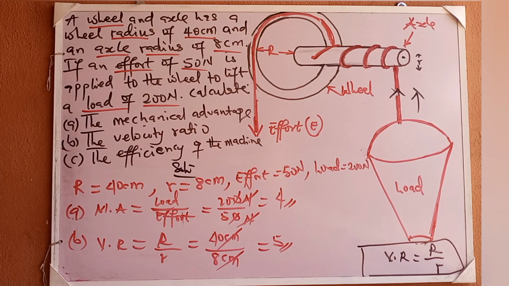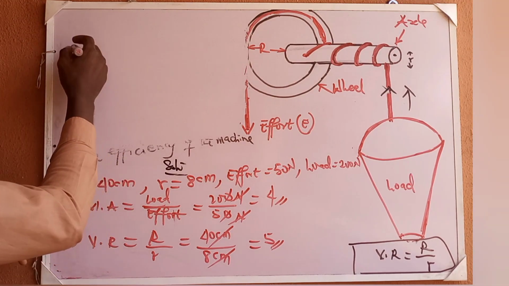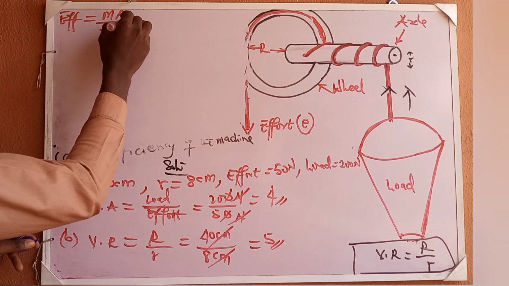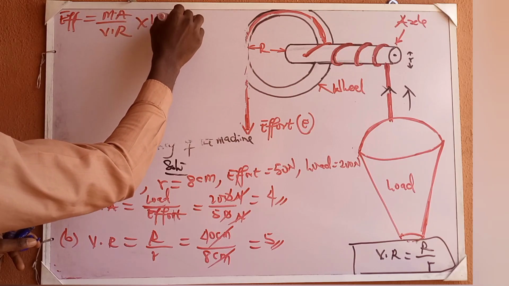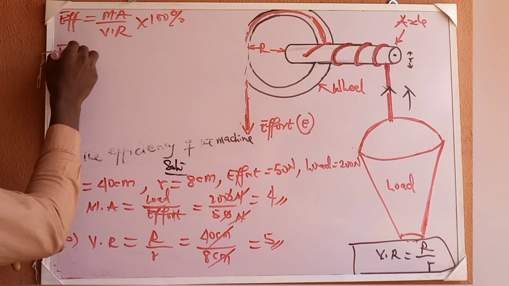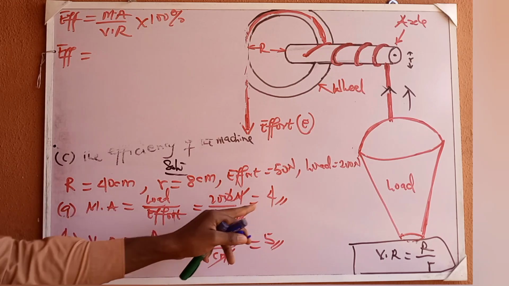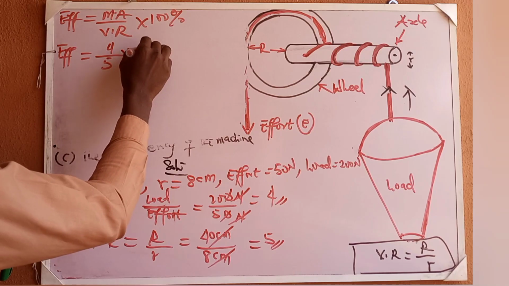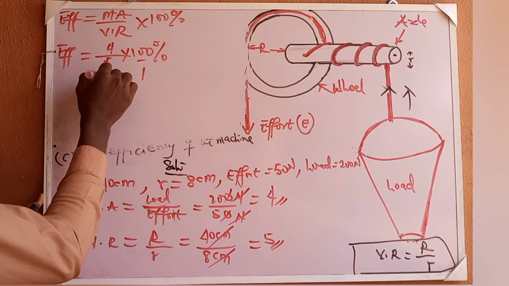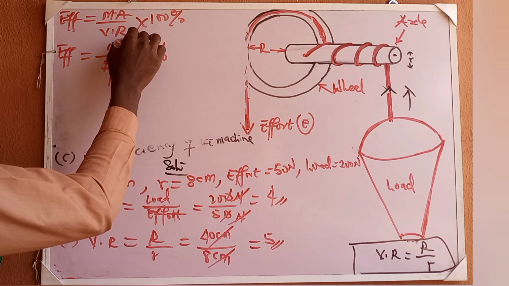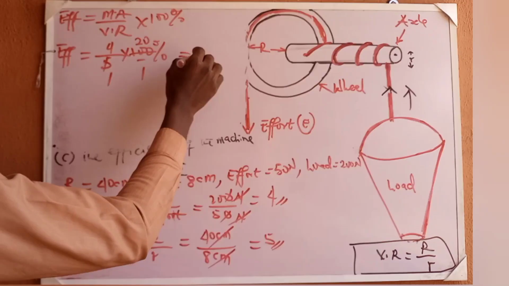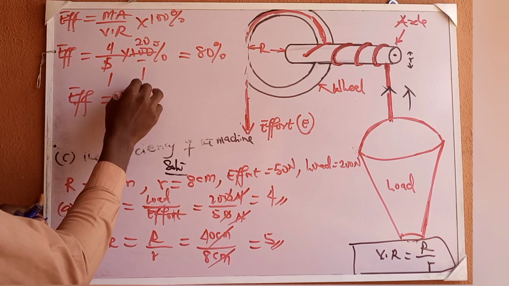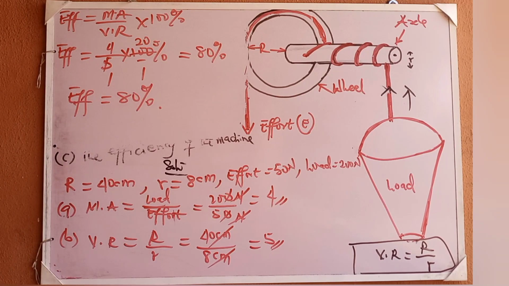So let's look at the efficiency. Efficiency, as we know, is mechanical advantage over velocity ratio multiplied by 100%. On substitution, we have gotten our mechanical advantage to be 4 and velocity ratio is 5. So 4 over 5 multiplied by 100% over 1. 5 in 100 gives us 20. So 4 times 20 is 80%. So this machine is 80% efficient. We'll move to the next question.